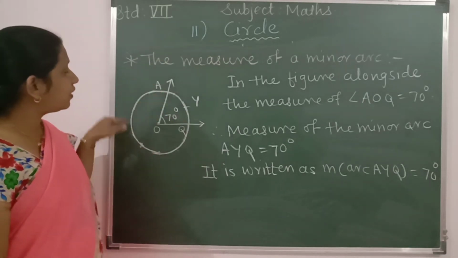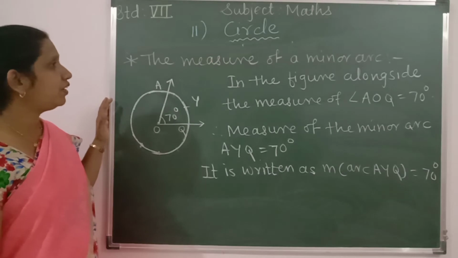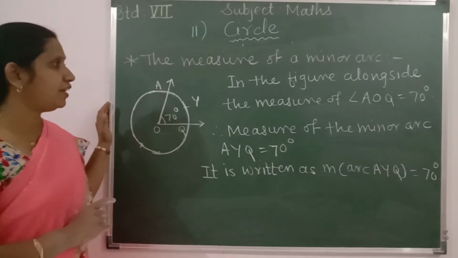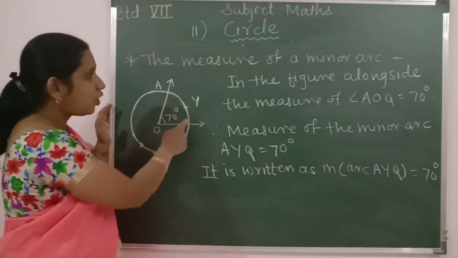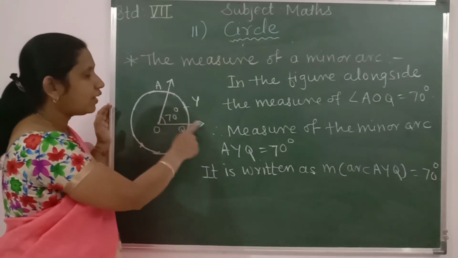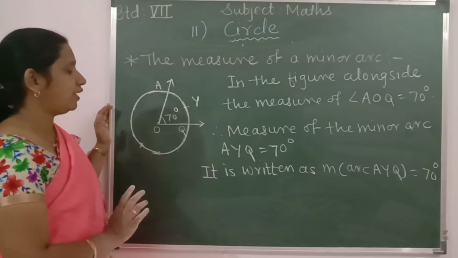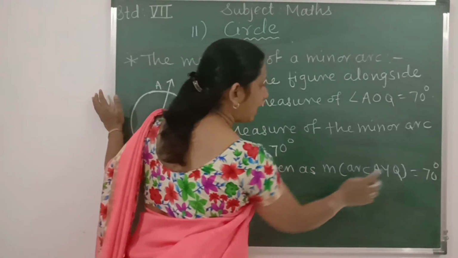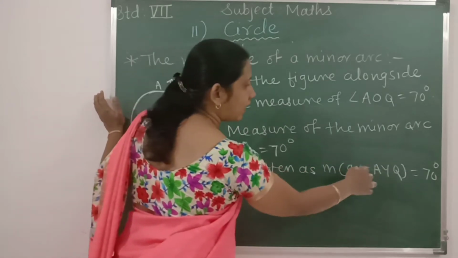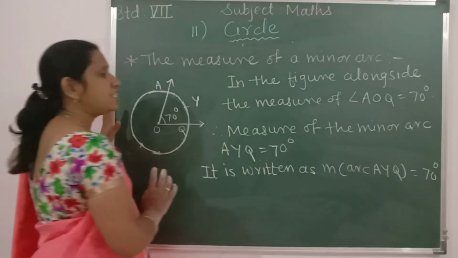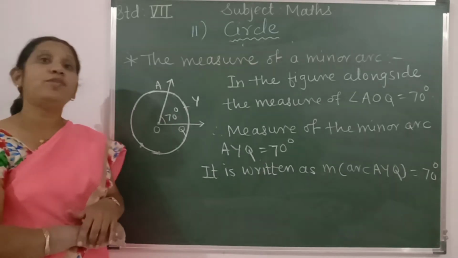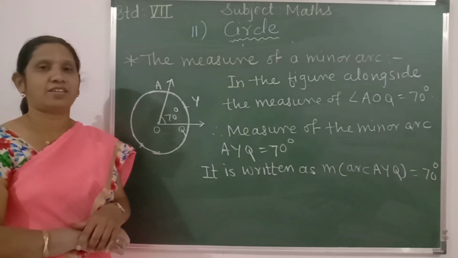In this figure, just have a look at this figure. The measure of angle AOQ is 70 degrees. So, the measure of this minor arc AYQ is also 70 degrees. It is written as m(arc AYQ) equals 70 degrees. Now, we'll find out the measure of major arc.